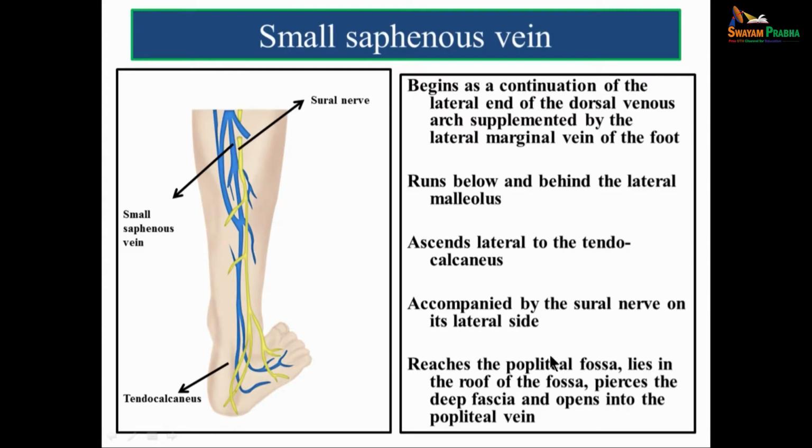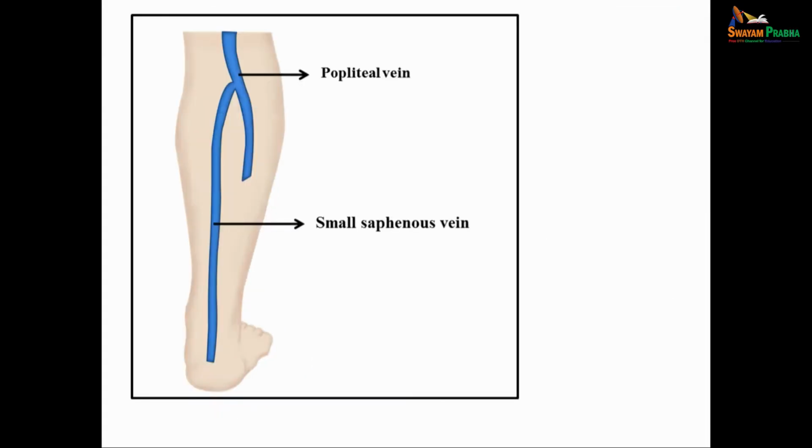It reaches the popliteal fossa, lies in the roof of the fossa, then pierces the deep fascia and opens into the popliteal vein. Now in this picture you can see this is the popliteal vein, and this is the small saphenous vein, which goes and opens into the popliteal vein.